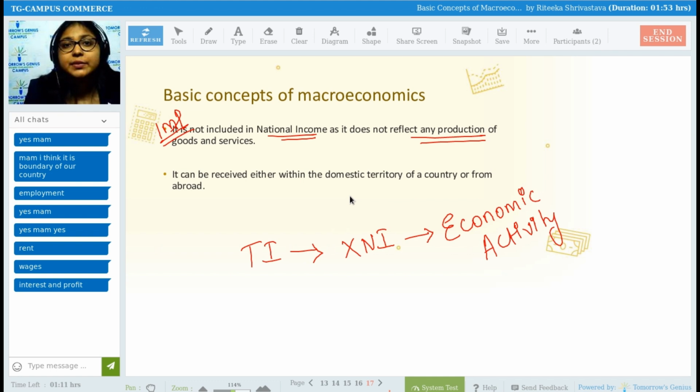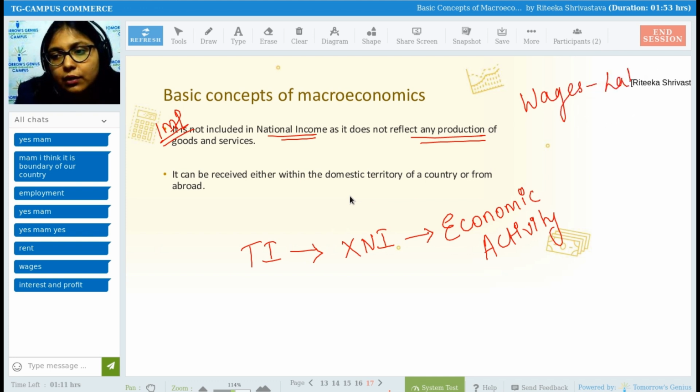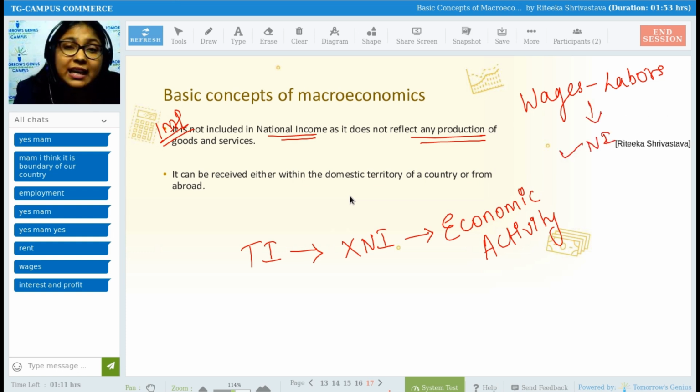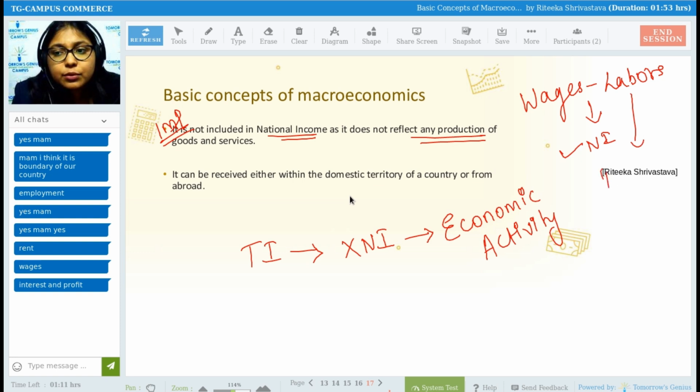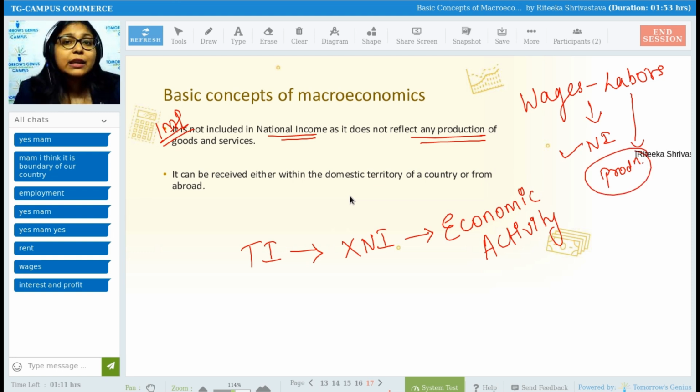If I compare it with factor incomes, suppose I give wages to laborers. Will this be included in national income? Yes, of course. Because what are these laborers doing? They are doing the production of goods and services. They are manufacturing the goods and services. Production or manufacturing of goods and services will definitely be included in national income because it is impacting your economy, and we know production is an economic activity. As I said, any economic activity will be considered in national income, but non-economic activity will not.